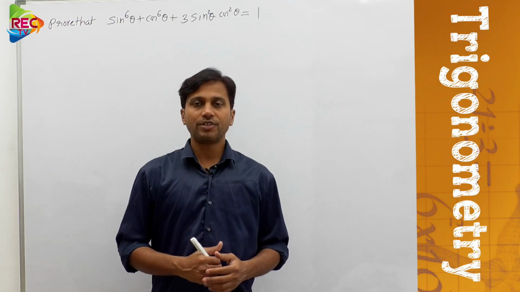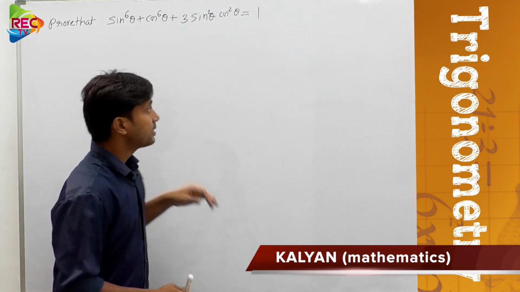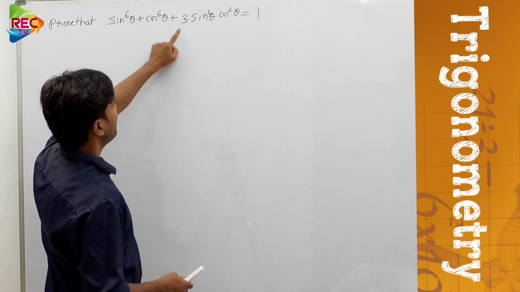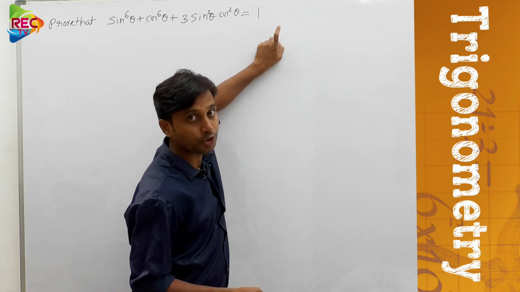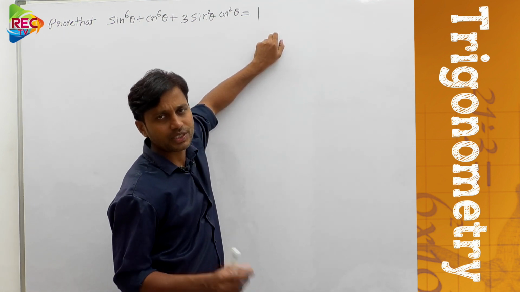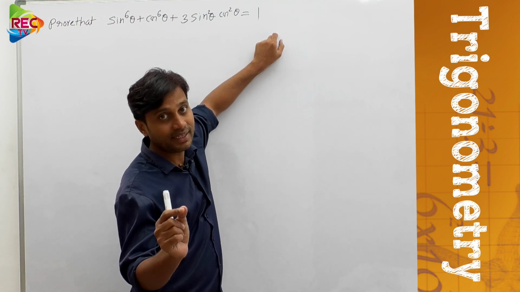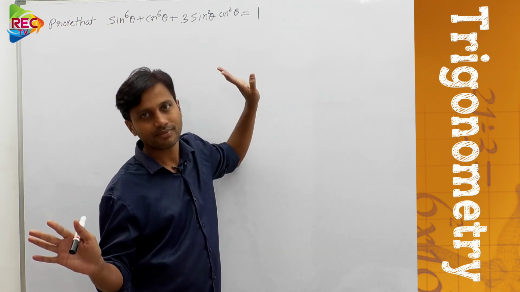I think the previous problem was a bit clumsy, but this is a very simple problem. Let us solve this once. We need to prove that sin^6 theta plus cos^6 theta plus 3 sin^2 theta cos^2 theta equals 1. It's a very simple problem. There is a strong algebraic identity, a formula from algebra, to solve this directly.